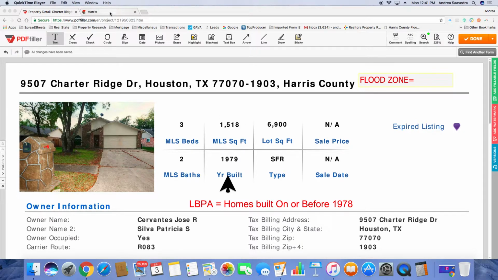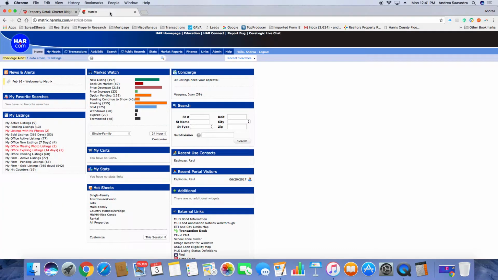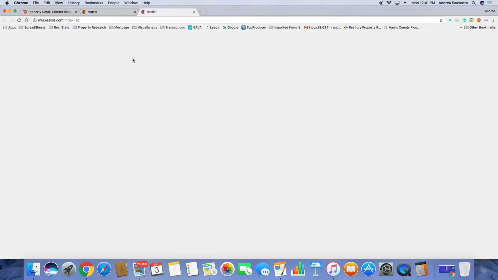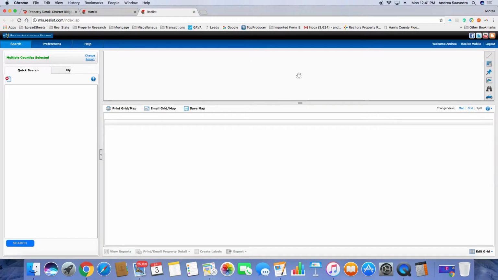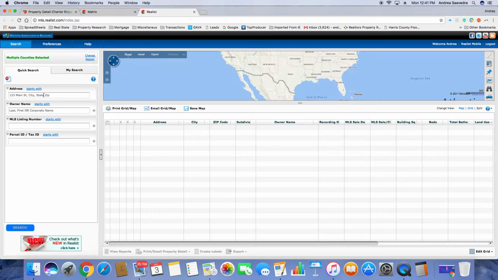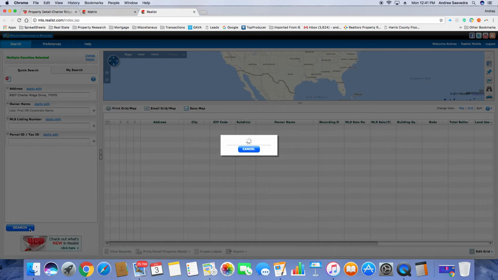First of all, you're gonna get the property detail information from Realist. You go into Matrix, you're gonna go under Public Records and Realist tags. Click on it, and you should be able to type the address information on the left-hand side usually, okay? It's right here. And let me type in my information, 9507 Shadow Ridge. This information is popping up because I had already typed it before. So let's do search.